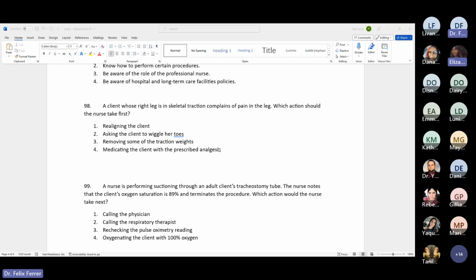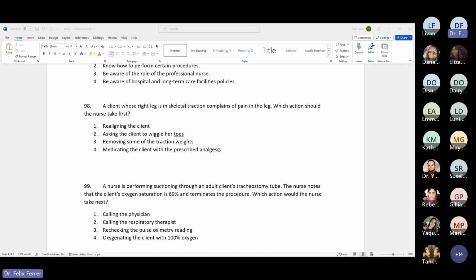1 or 4. What is the most important priority when you have skeletal traction? Compartment syndrome? No. So you have to assess. Don't go so far. Don't move the weights. No, it's number 1. You say that you have to change the state of the patient? It's number 1.